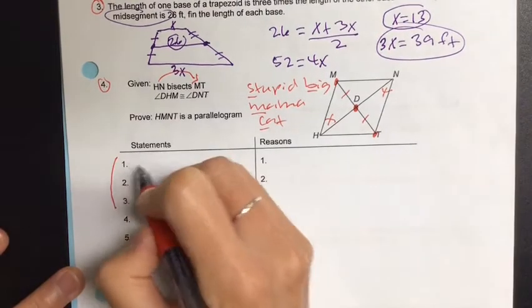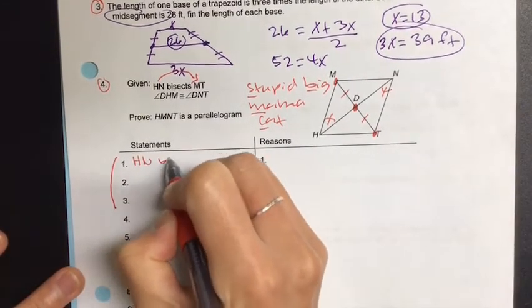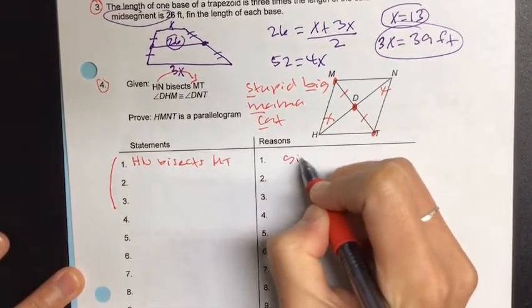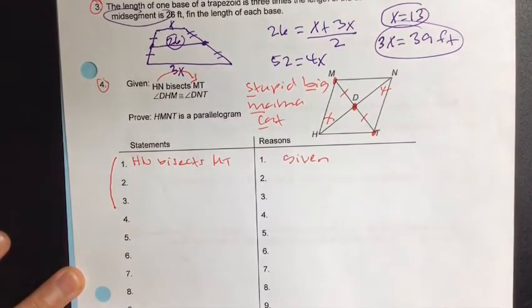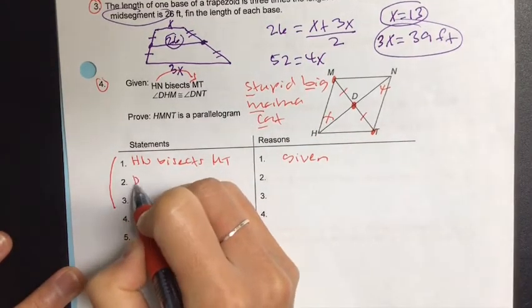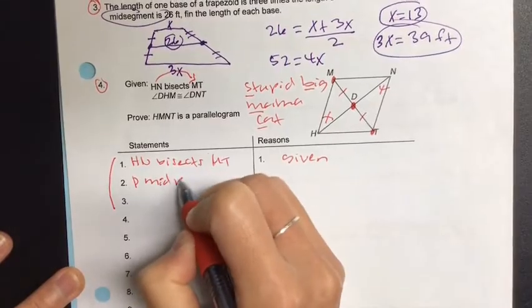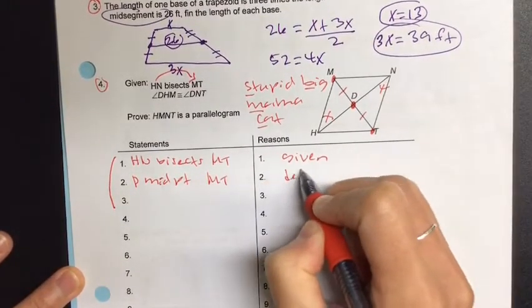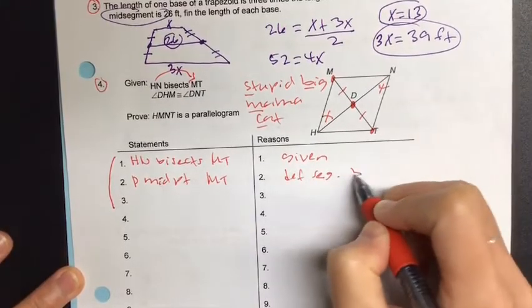Okay, let's go ahead and list them. HN bisects MT, and that's by the what? Given. And the second one, we have to list the midpoint. So who is a midpoint right now? D is a midpoint of who? MT. And that's by definition of segment bisector.